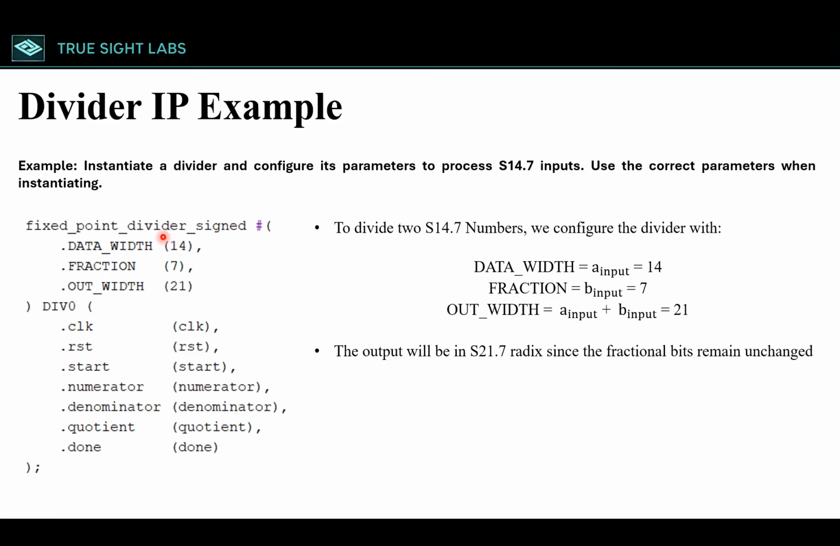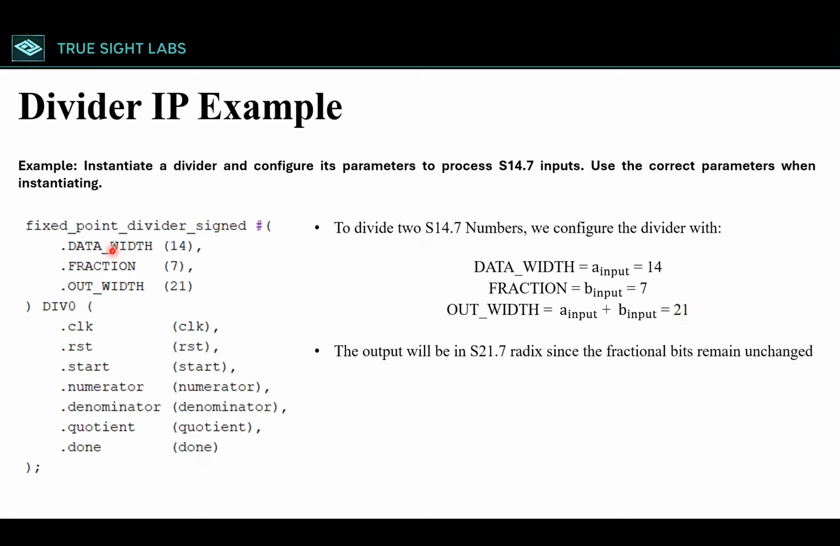As an example, instantiate a divider and configure its parameters to process S14.7 inputs. Use the correct parameters when instantiating. To divide two S14.7 numbers, we must configure the divider with the following parameters. We must set the data width equal to A. A is 14, so we set that parameter to 14. The fraction is 7, so we set the fraction parameter to 7. And the output width is simply A plus B. Well, 14 plus 7 is 21.